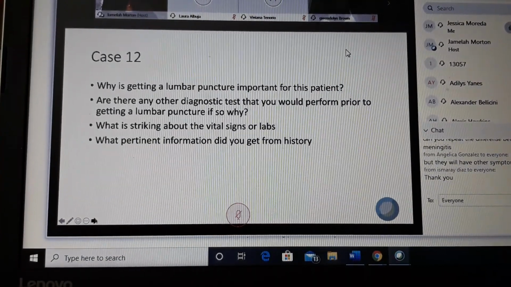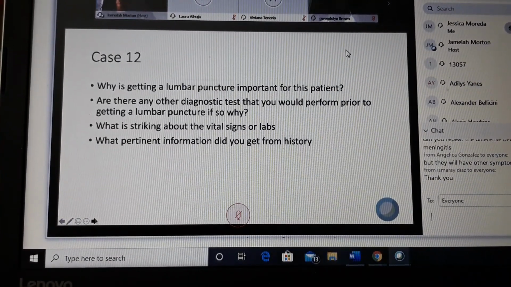Are there any diagnostic tests that you would perform prior to getting a lumbar puncture on a patient? If so, why?